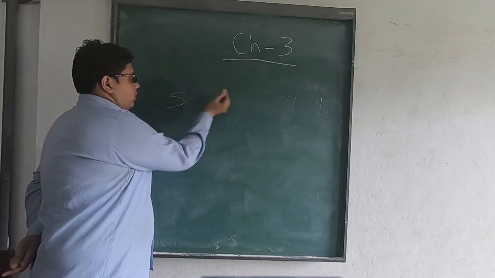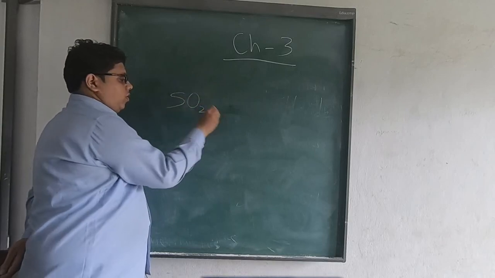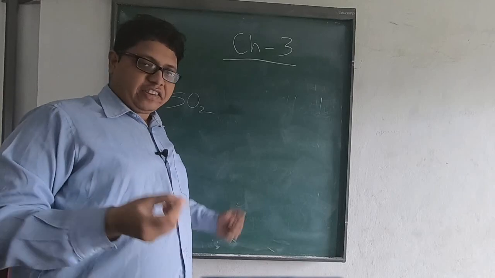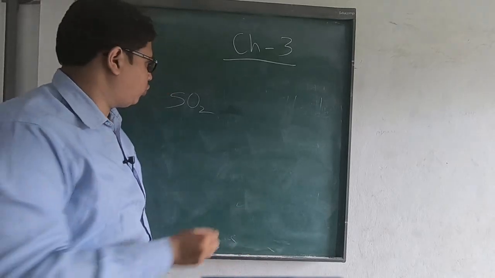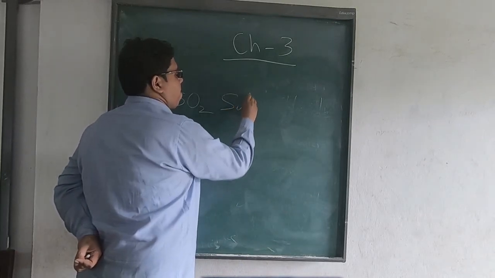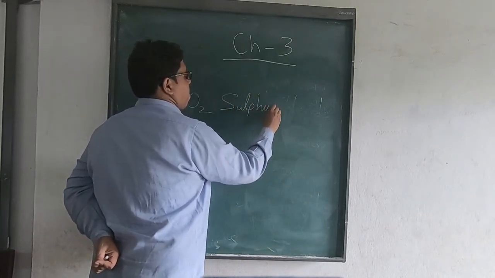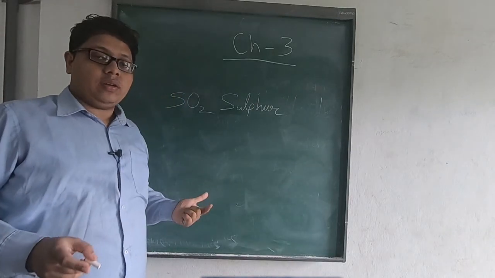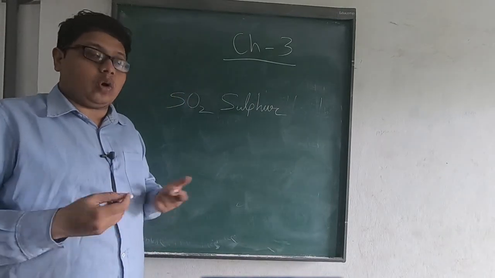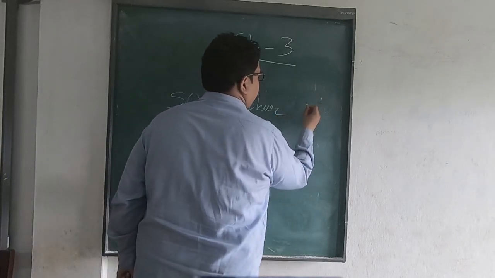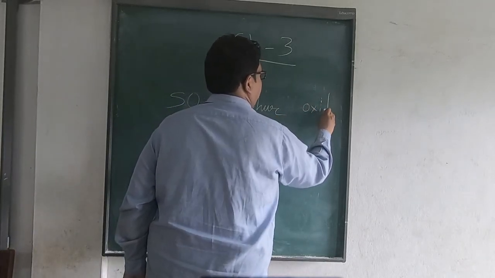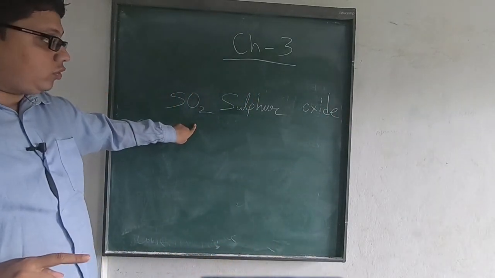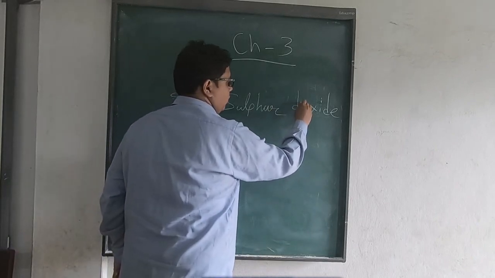For example, SO2. Now if you follow the previous pattern, S means what? Sulfur. So we'll write sulfur, and O means oxygen, but as we have seen, we are not writing oxygen, we'll write oxide, right? So we'll write oxide. But there are 2 oxygens, right? There are 2 oxygens, so we'll write dioxide.